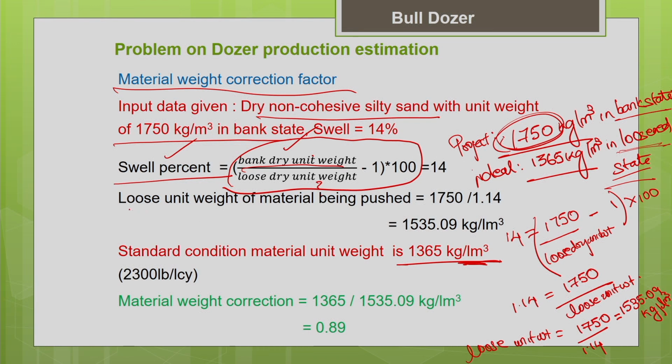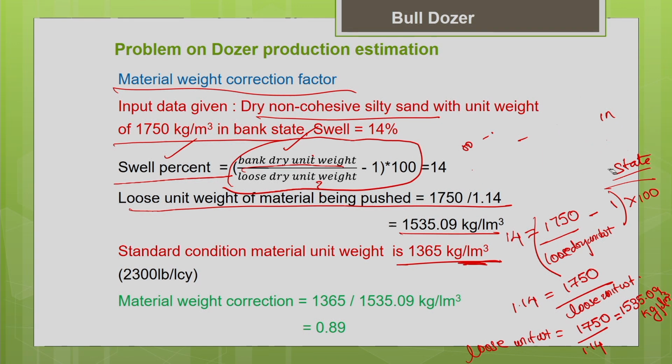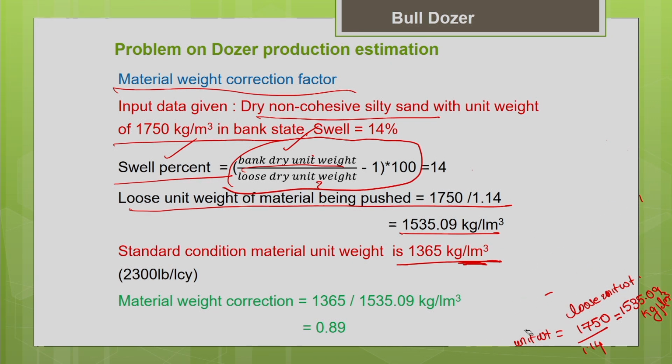So this is what is determined here. Loose unit weight is nothing but 1750, that is bank unit weight, divided by 1.14, that gives you 1535.09. So we have converted the bank unit weight into the loose unit weight. So now you can compare both.